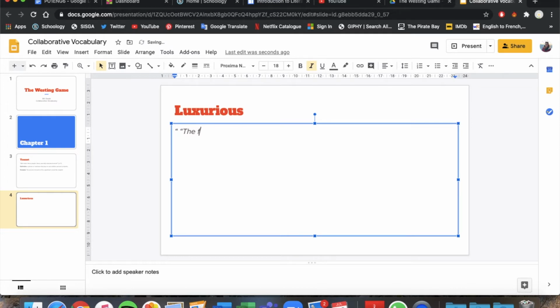Now, something that you have to take into account is that sometimes the word may be slightly altered in the novel, as it happened with my example, which was luxurious. In the book, it is not used exactly as luxurious. It is luxuries, but it's basically the same thing. So you have to keep that in mind always. It may be exactly the same word, or it may be a slight variation.